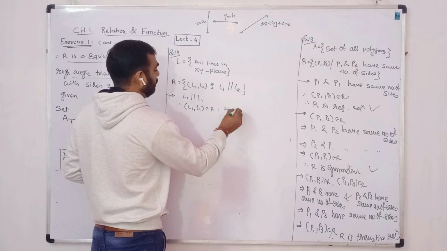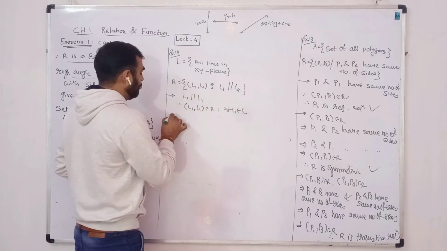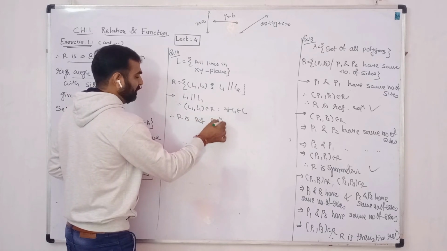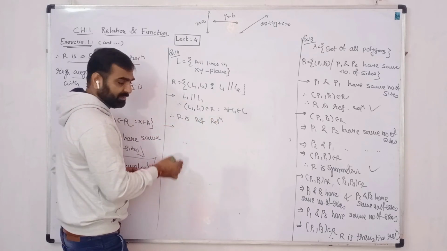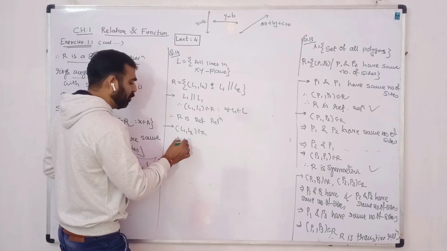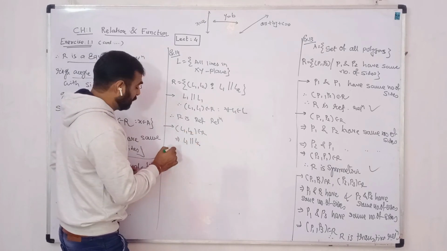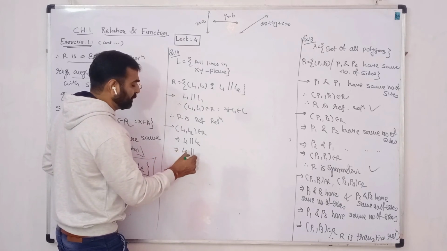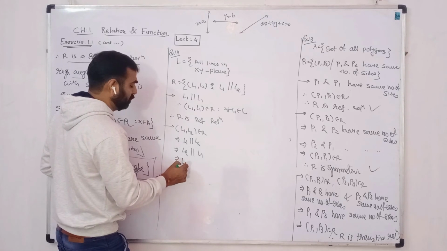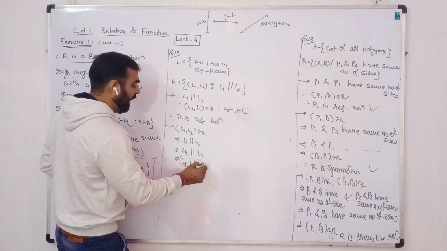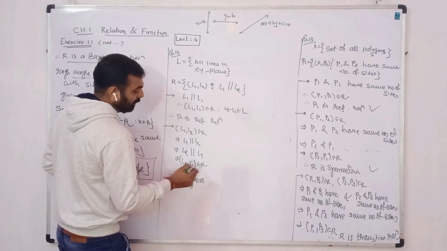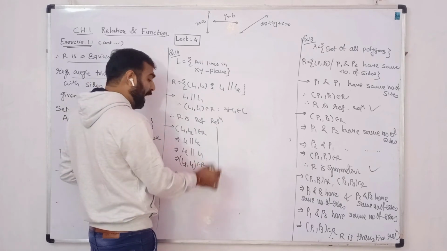For every L1 belonging to capital L, that means R is a reflexive relation. Now for symmetric, what will you write? (L1, L2) belongs to R. That means L1 is parallel to L2, so that implies we can say that L2 is parallel to L1, so that means we can say that (L2, L1) belongs to R, so therefore R is a symmetric relation.